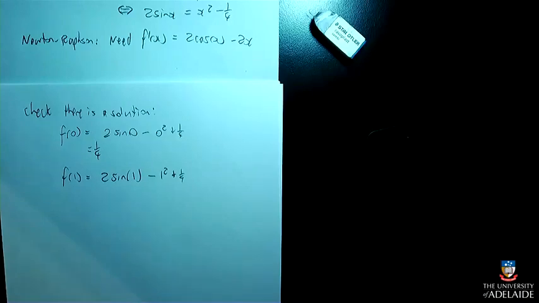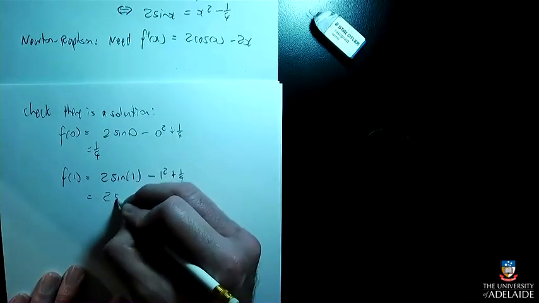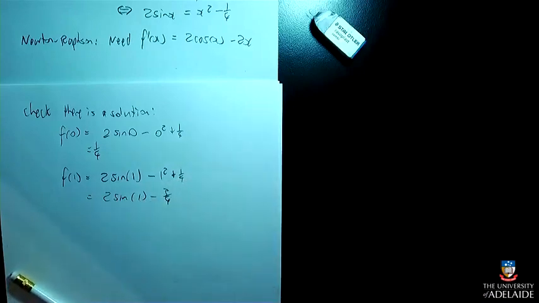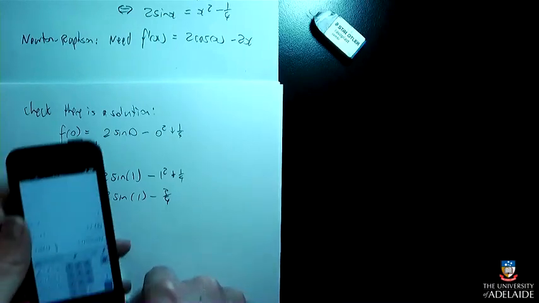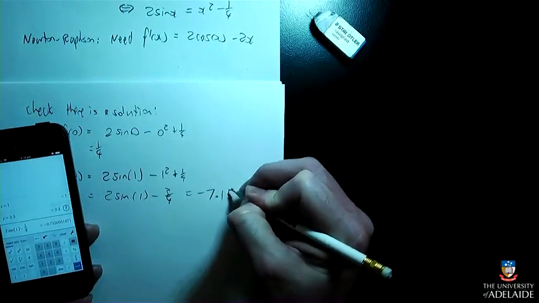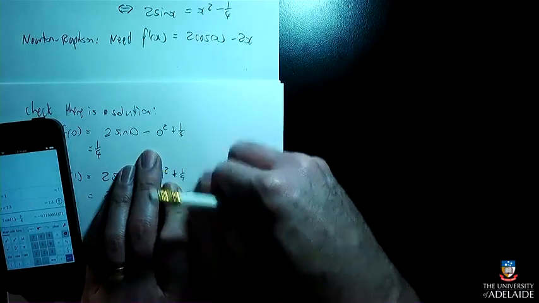Well, I guess 2 sine of 1 minus 3/4, 2 sine 1, which according to my calculator is negative 0.715. It's okay.